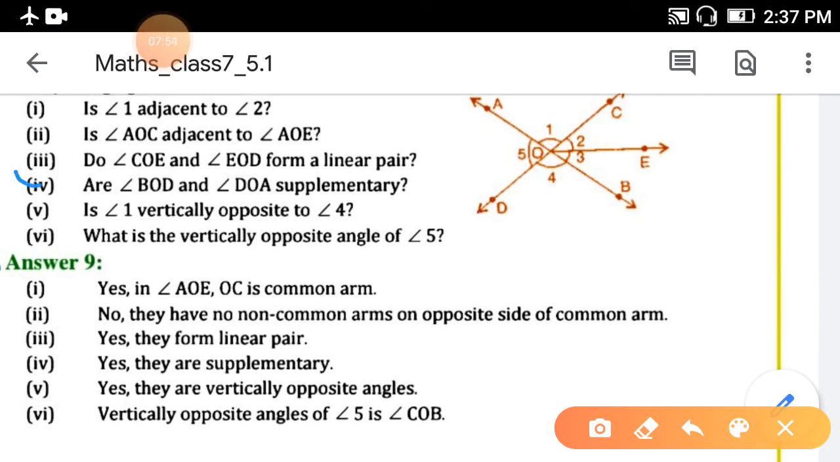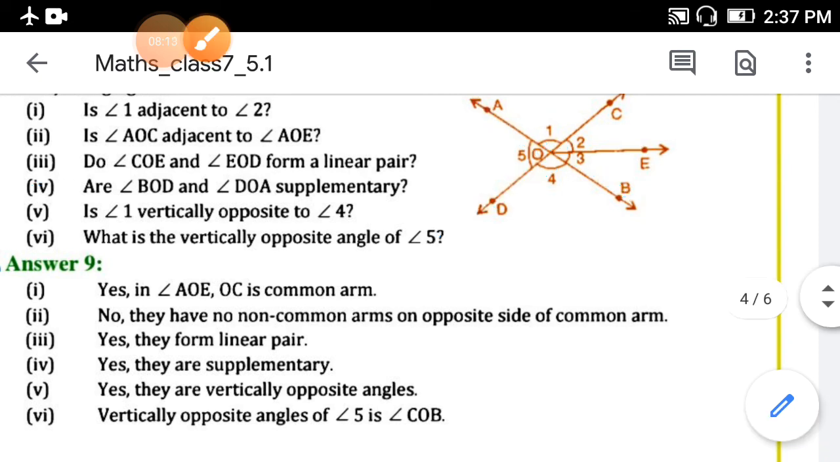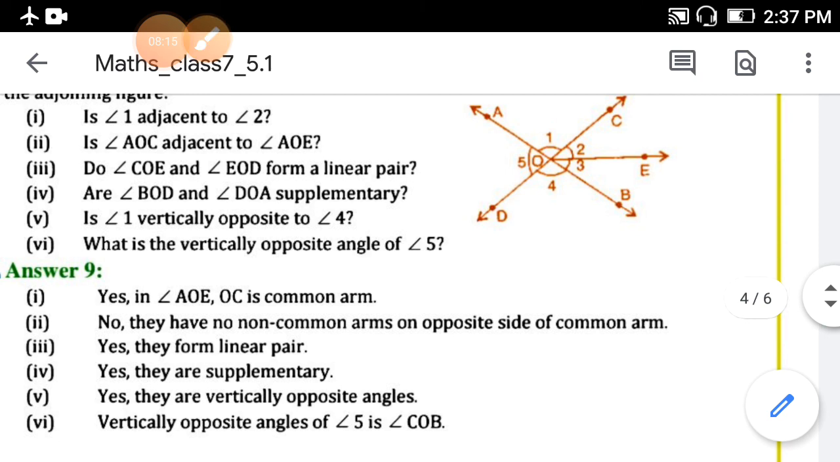Next question, BOD and DOA. Both are supplementary, yes, because the sum will be 180 degrees, and one is the common arm and the other arms are opposite to each other. If you want to understand these examples, then the basic concepts I have explained: basic theories, what supplementary angles are, how they are formed, the properties that you have to understand.